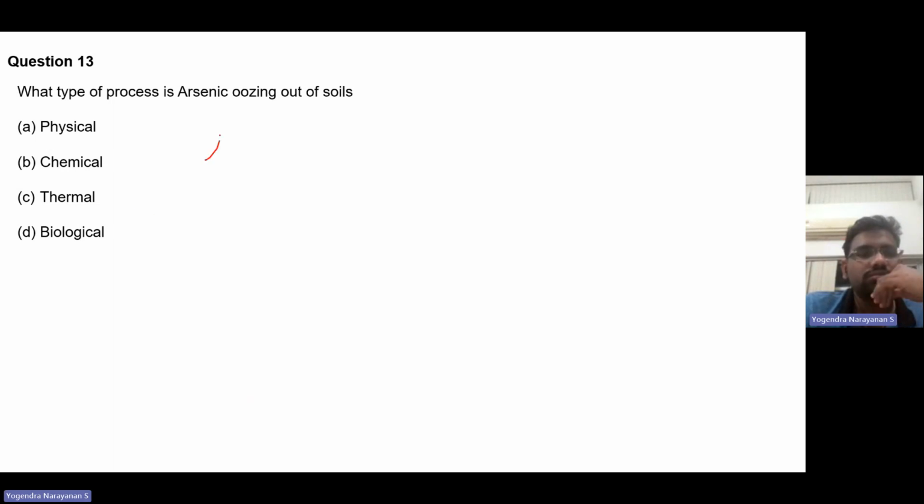So essentially, this type of carrying of salts or heavy metals out of soils, the more technical term will be leaching. So it is just for your information. However, this course does not cover these aspects. So essentially, this arsenic oozing out of soil is a chemical process.